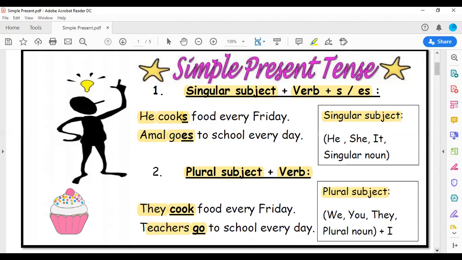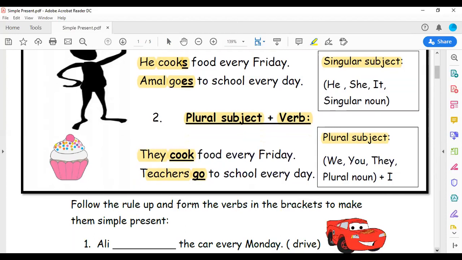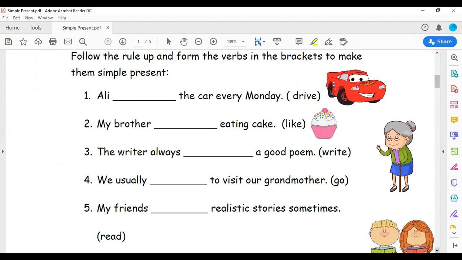Okay, let's do this exercise together. Follow the rule and form the verbs in the brackets to make them simple present. Okay, we all now are familiar with the rule, right? So we need to follow it and we need to fill the blanks with the suitable verb form from these brackets. Let's start together.